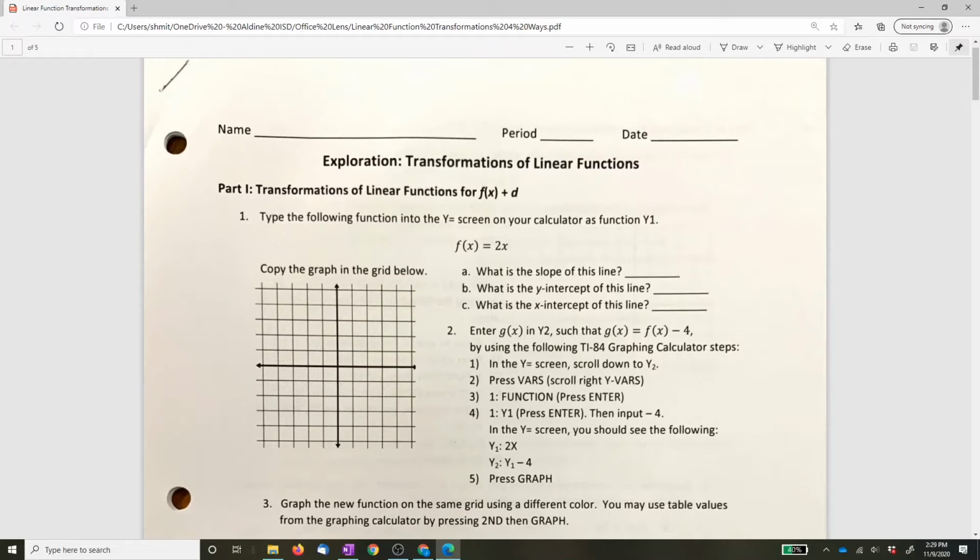Hello everyone, in this video we're going to go through the different transformations and we're going to start off using the same ones that we did yesterday, but this time it's going to be a lot more structured and we're going to use Desmos.com as a calculator.